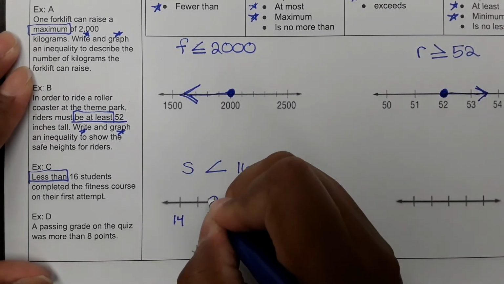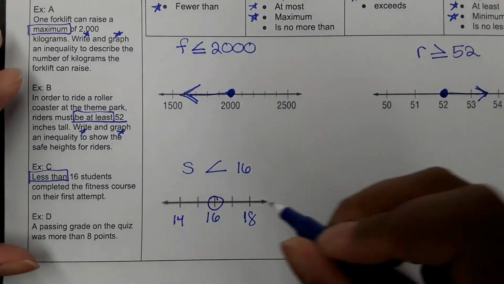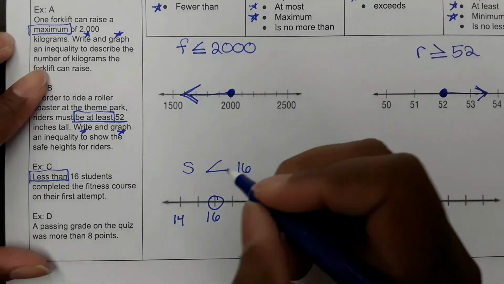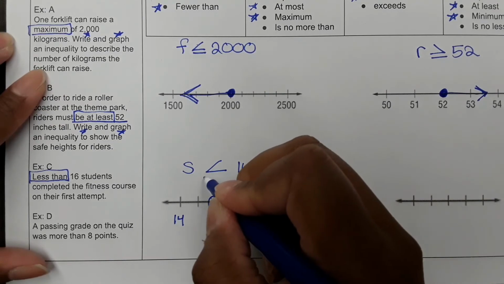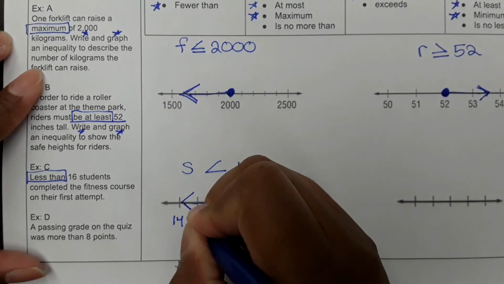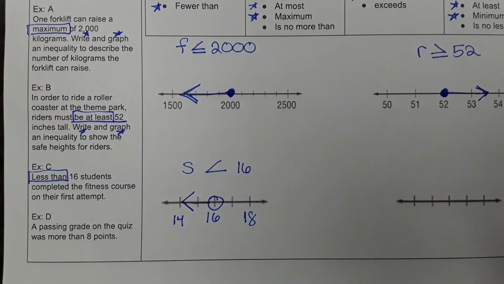And this would be an open circle. Open because it cannot equal 16. So we show that by having an open circle. And now we're looking for all the numbers that are less than 16. And 14 is less than 16, so we move towards it, towards the left.